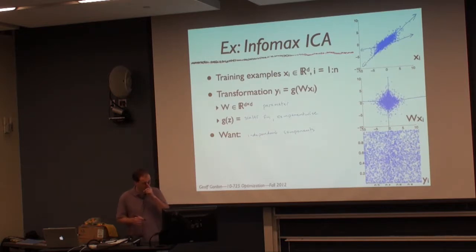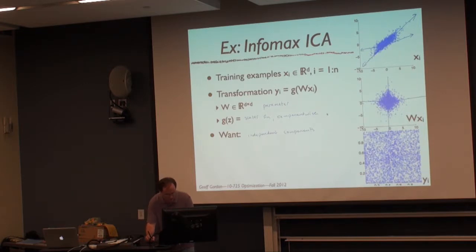All right. At the end of last time, we started an example, which was Infomax independent components analysis, and I wanted to go through that in a little more detail. We have some training examples X, which are in R^d. Here's a sketch of some of the X's. We are thinking of making a transformation: we set y equal to g of Wx, where W is a tunable parameter, so we want to learn W, and g is a scalar function that we apply component-wise.